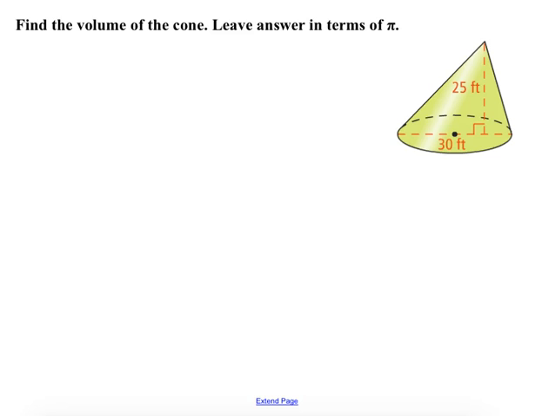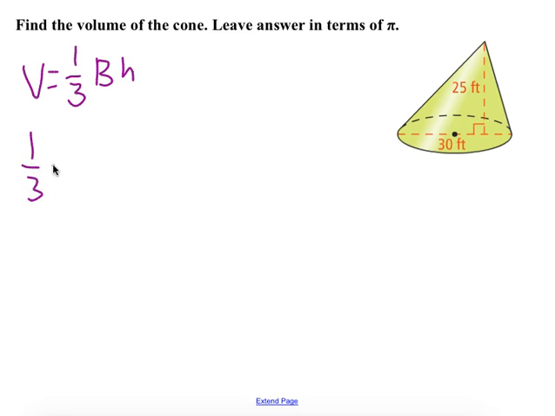Now we're moving on to cones. Find the volume of the cone. Leave your answer in terms of pi. Okay, well, again, it's pretty similar to what we were just doing, except we have a different base. Volume equals 1/3 base area times height.